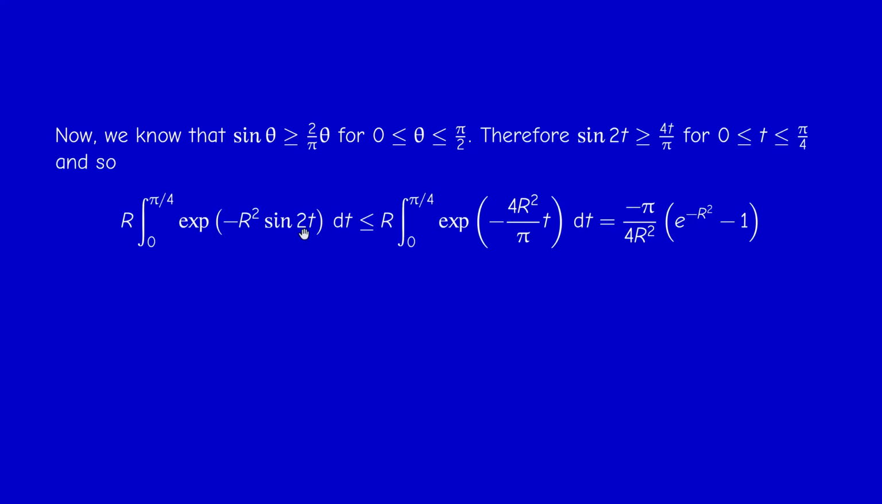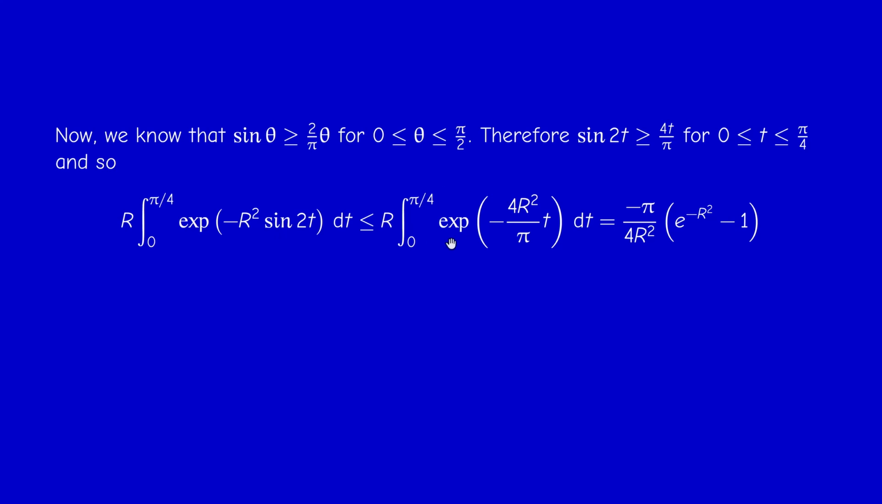And having said this, if t is between 0 and pi over 4, then 2t is between 0 and pi over 2. Therefore, sine 2t is bigger than 2 over pi times 2t, which is 4t over pi. So when I take minus, I get the exponential is strictly increasing. So this function here is less than exponential of minus r squared times 4t over pi. So I get minus 4r squared over pi t.